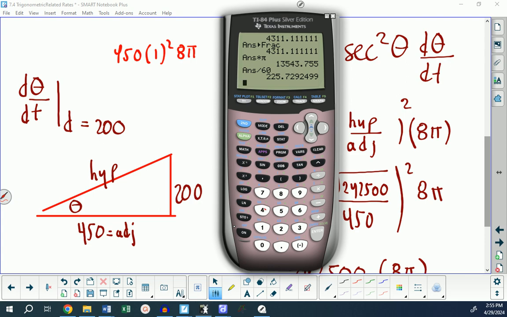Anyway, 450 multiplied by 8 will give you 3,600 pi. So this time it's about 11,310 meters per minute. And if you divide by 60, of course, it's about 188 meters per second. Slower because it's closer to the point. As it gets further away, a small change in the angle produces an immense change in the distance.